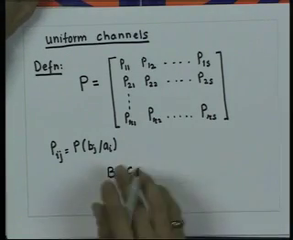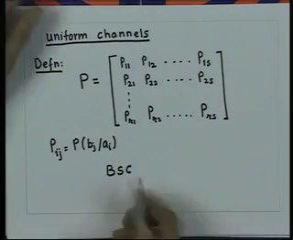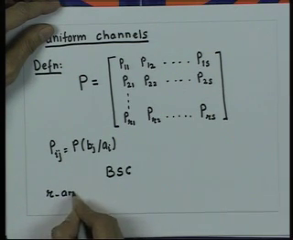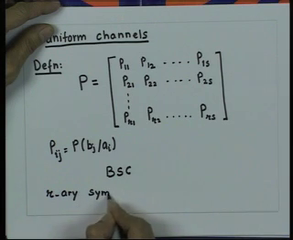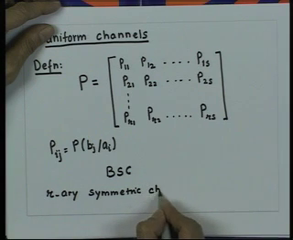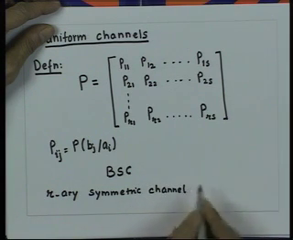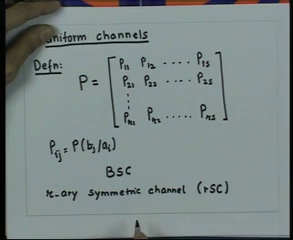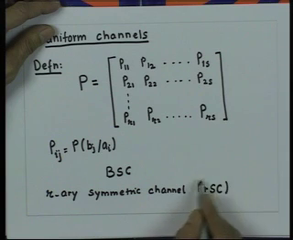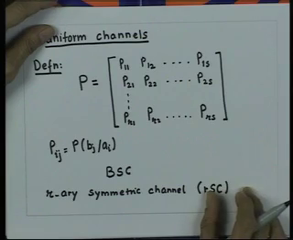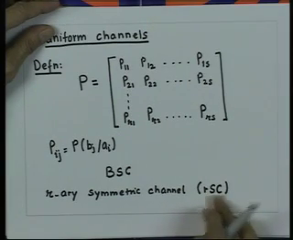Now, the natural generalization of the binary symmetric channel is the r-ary symmetric channel, that is known as RSC. RSC is a uniform channel with r input and r output symbols. The channel matrix of the RSC channel is as shown.